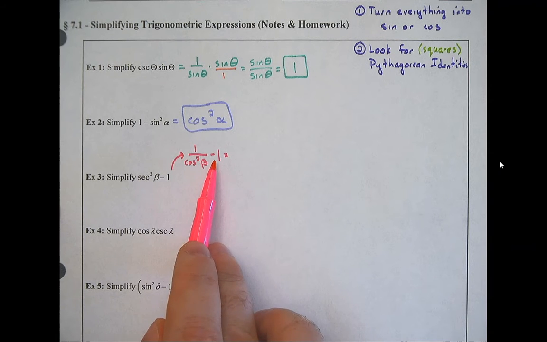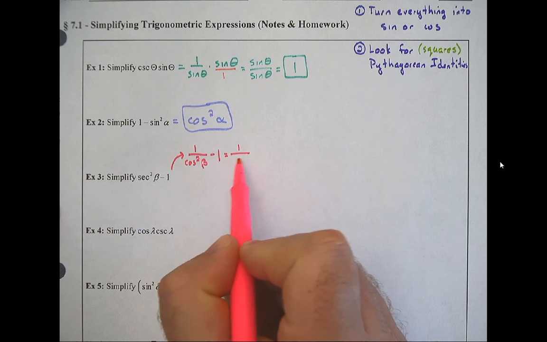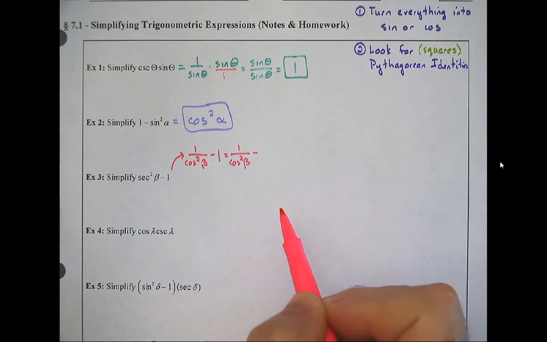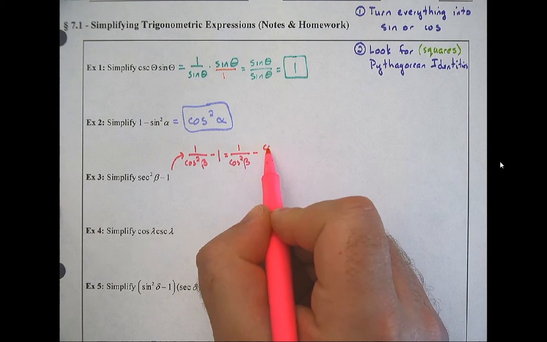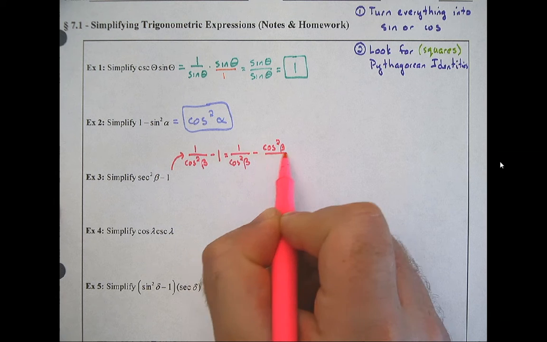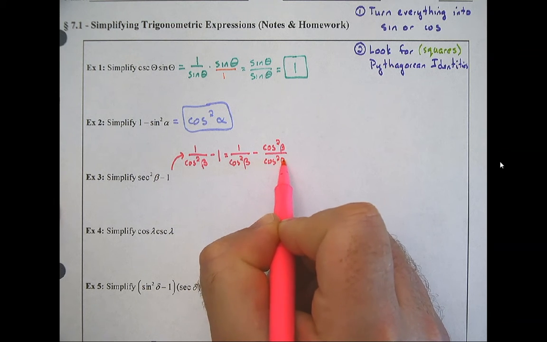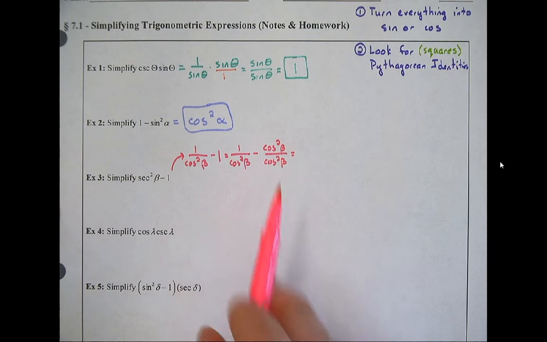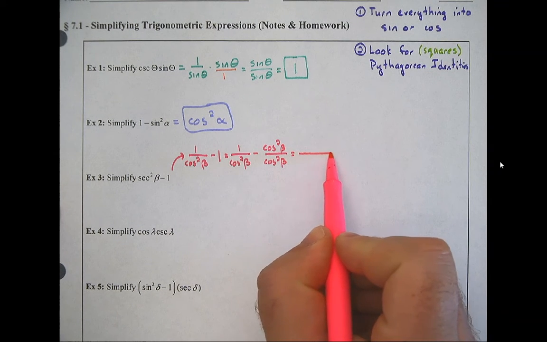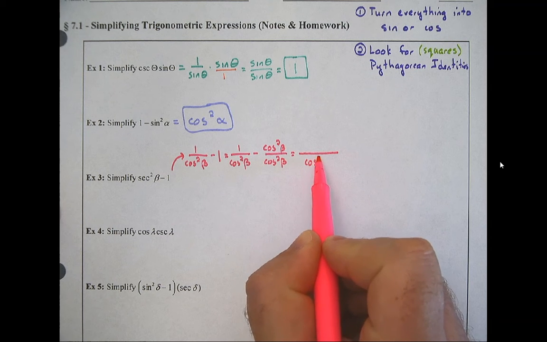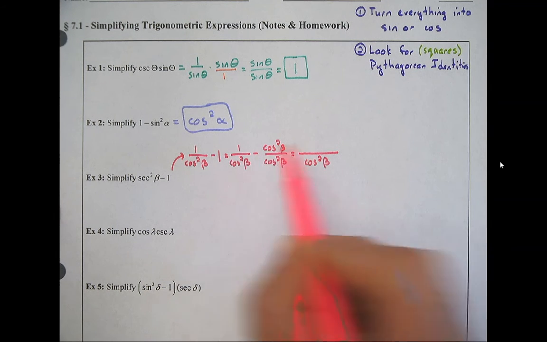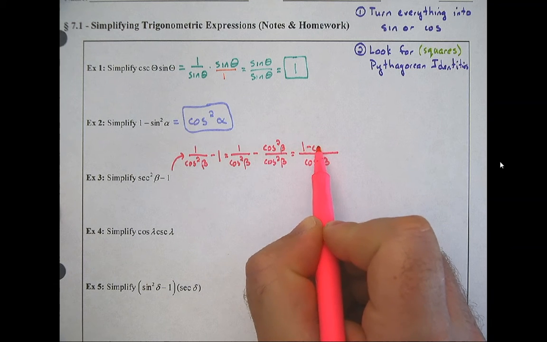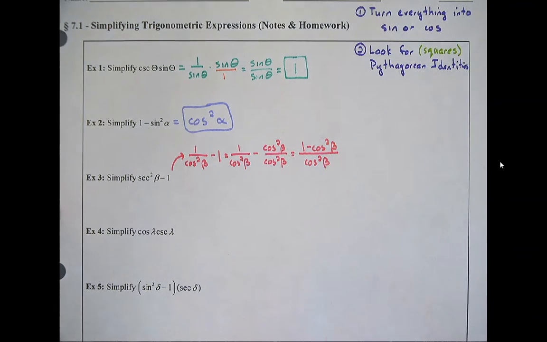Okay, at the end of the day, this is a fraction. If I want to subtract fractions, they have to have a common denominator. So I'm going to change 1 into something that would have a common denominator with cosine squared beta. Well, let's change it into cosine squared beta over cosine squared beta. That's equivalent to 1. Now I've got a common denominator. That means I can make this cosine squared beta, 1 minus cosine squared, I can't clean that up. So the best I can do is just rewrite that: 1 minus cosine squared beta.